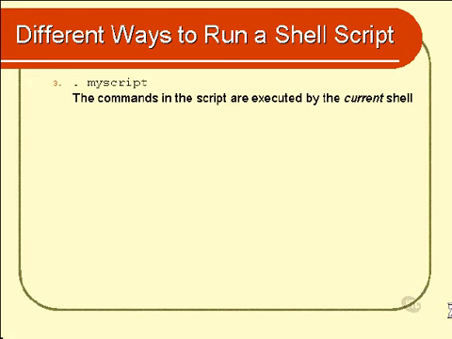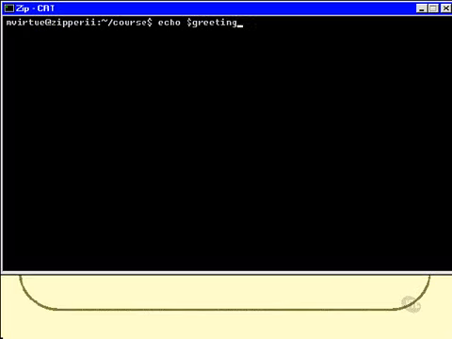Meaning that if you set that greeting variable to hello, it is actually being set to hello in the current shell, in your login shell, which means that it will still be set to hello even after the script is finished. I'll just demonstrate that. First of all, I'll simply prove that greeting is not set to anything, and it is not. Then I'll run the script.